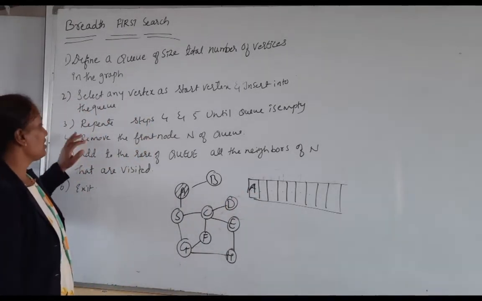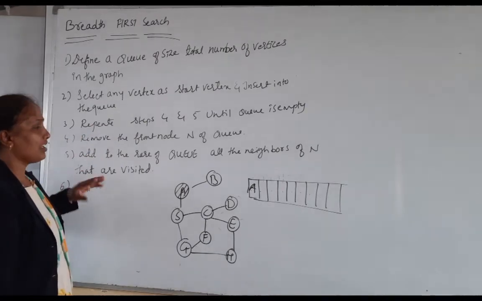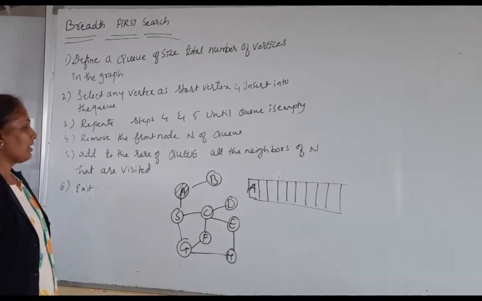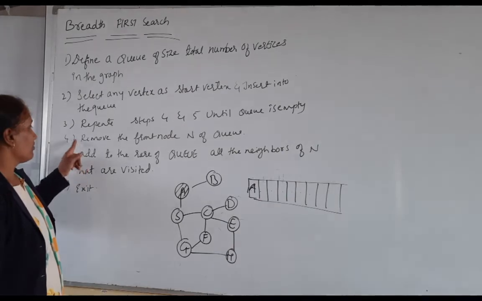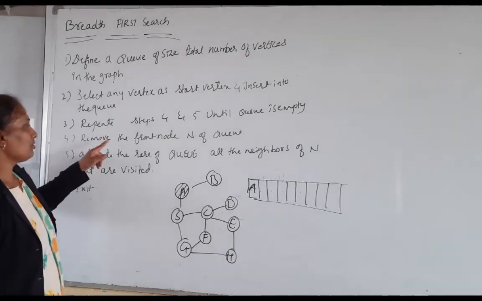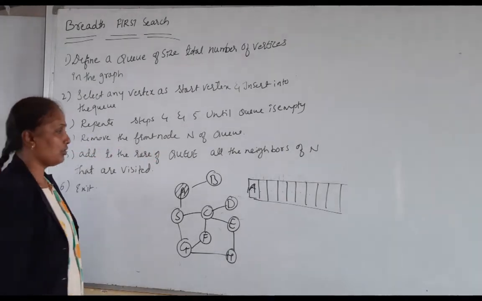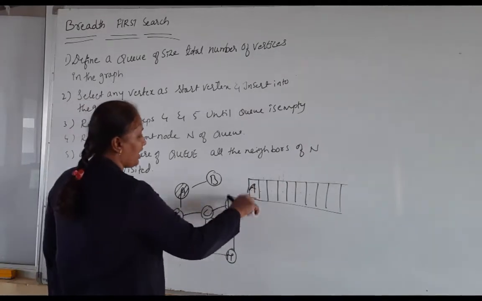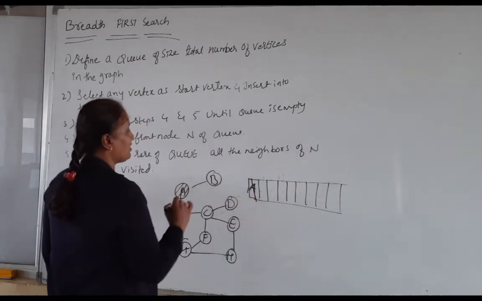I will make an entry of this in a queue according to the second step. What is the third step? I should repeat steps 4 and 5 until the queue becomes empty. So what is the fourth step here? Remove the front node n of Q. So what is the front node here? A is the front node. I am going to remove this.